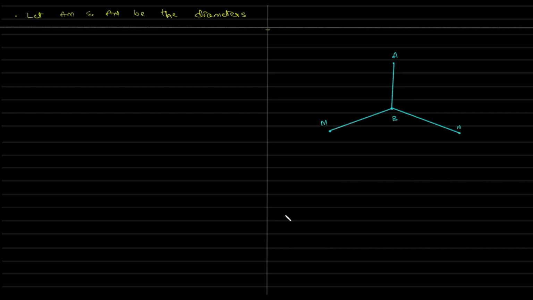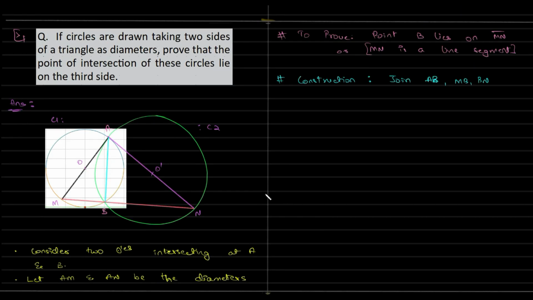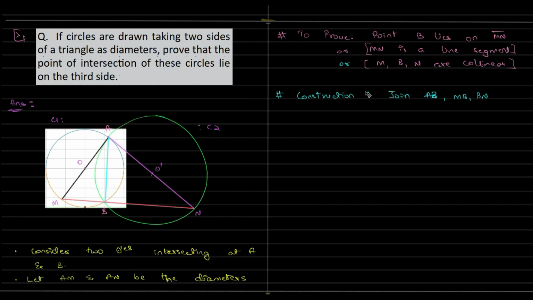So this is your scenario. This is what I am considering. Or we can prove that M, B and N are collinear. Even this is okay. Or even proving M, B, N are collinear. So by doing so, we'll be able to prove the required. Okay. So these are all the ways that we can prove. So now let's talk about the proof.